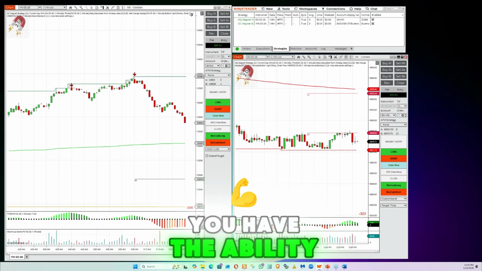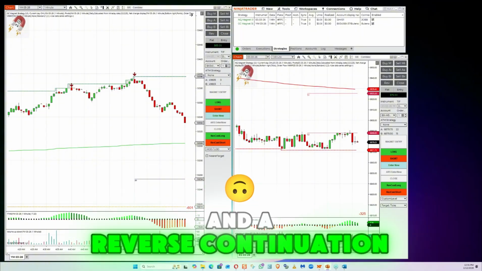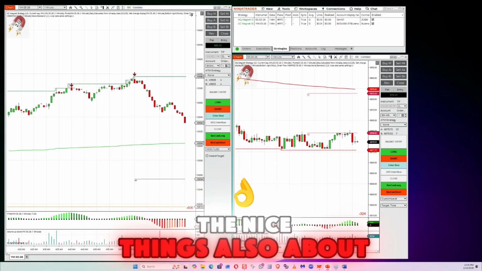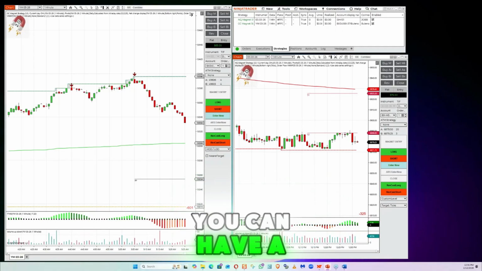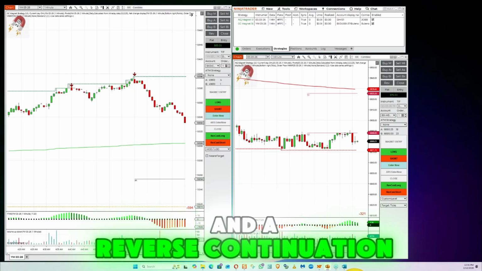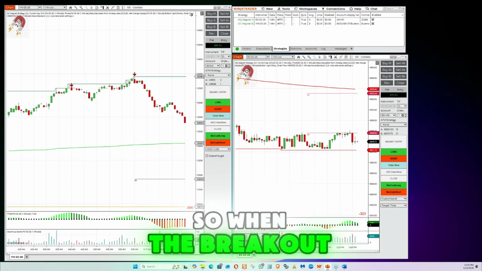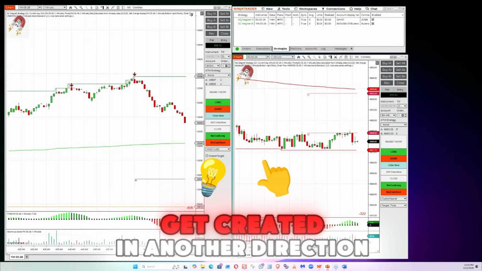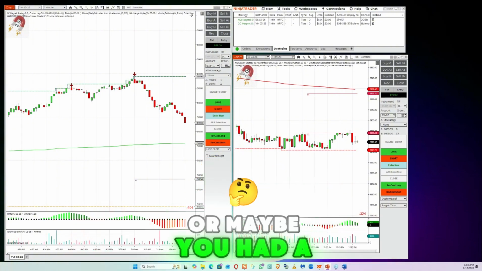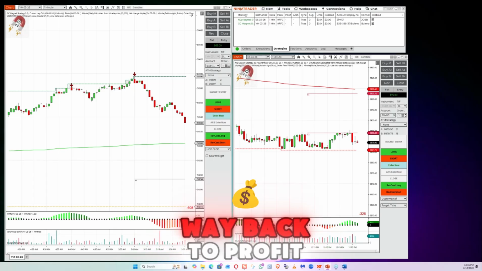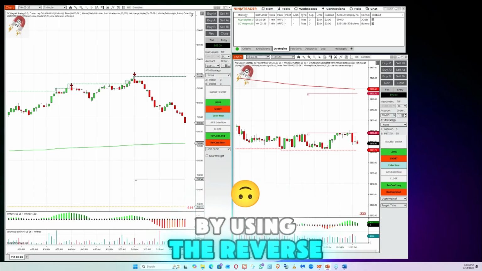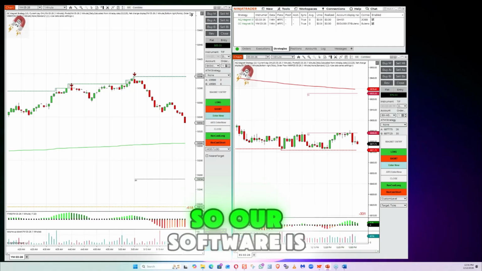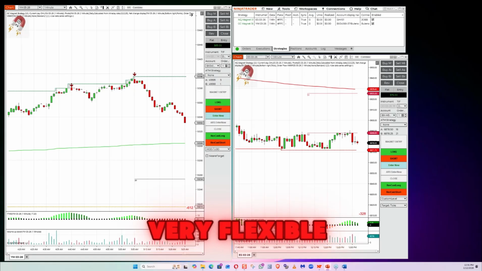So you have the ability to take a magnet trade and a reverse continuation all on the same chart. And that's one of the nice things also about our software. You can have a breakout trade and a reverse continuation on the same chart. So when the breakout is over, very often, what do we see? We see a trend get created in another direction. Or maybe you had a bad trade and you scalp your way back to profit by using the reverse continue to fix a bad trade. That happens plenty of times. So our software is very flexible.